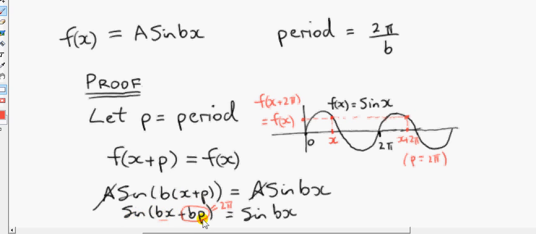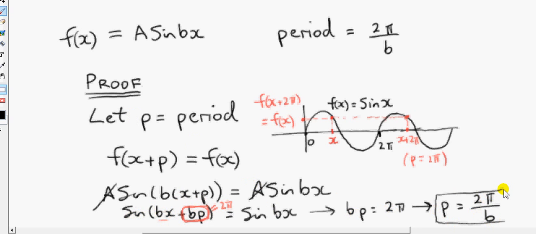But of course we're interested in the smallest value here. That'll give us the smallest interval over which the sine function repeats itself, and the smallest value that we can put here is 360 degrees or 2 pi radians. So if bp is 2 pi, we see that p is 2 pi divided by b, and that's what we had to prove. So when you get a function of this form, you know that the period is 2 pi over the coefficient of x.